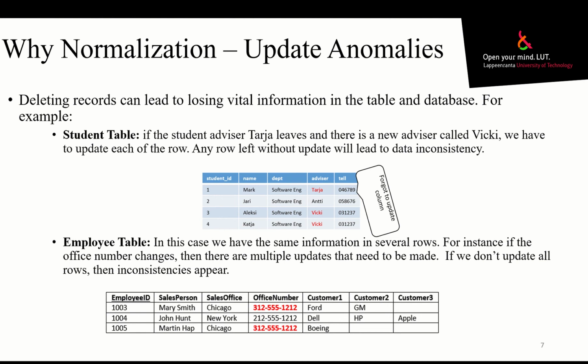And the same thing is for the employee table here, when we have to update so many rows. When we need to update information about the salesperson, like for example the office number in Chicago, we will have to do that in multiple rows because we have two salespersons in the Chicago office, so meaning there will be multiple updates, which is really not needed, right?